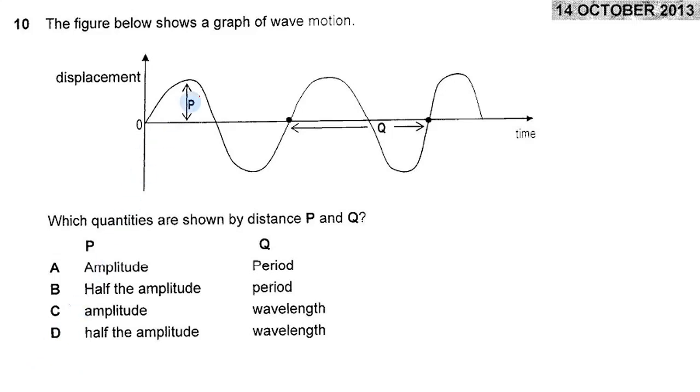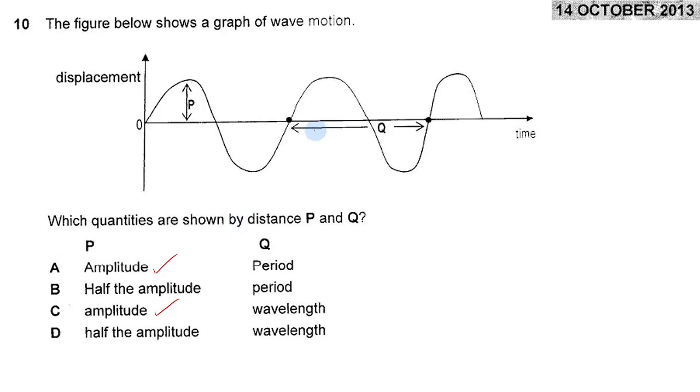Then we move. This came in 2013. They're saying the figure below shows a graph of wave motion. So this is a displacement time graph. Then they're saying which quantities are shown by distance P and Q. So P, I told you this is displacement, I mean amplitude. So P is amplitude, either this one or this one. No, they are not half, they are full amplitudes.